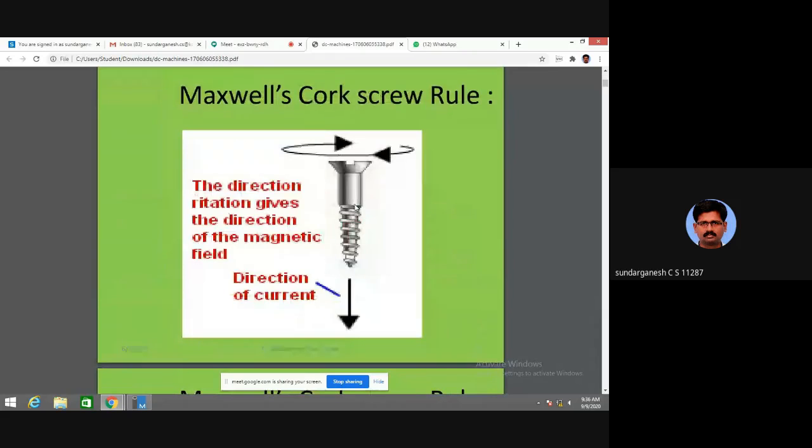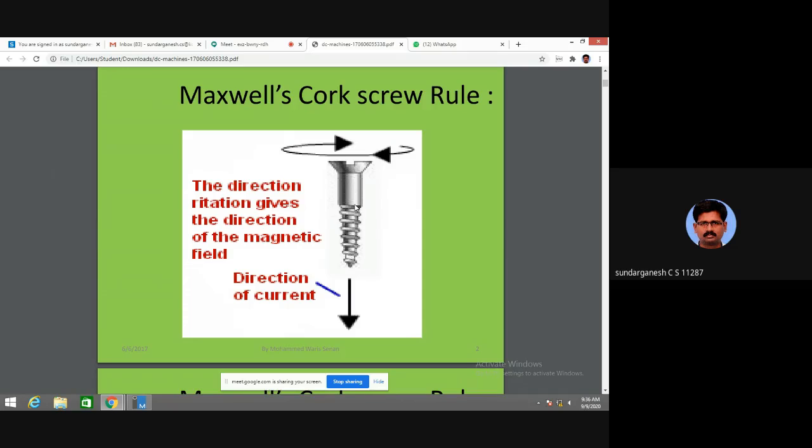Okay. So what is the principle we are using in this motor and generator? The Maxwell corkscrew rule indicates the direction of the current produced. If I am giving mechanical power as input, mechanical energy may be rotational or linear. In this case, it is rotational energy, so it has a direction also: clockwise or anti-clockwise.